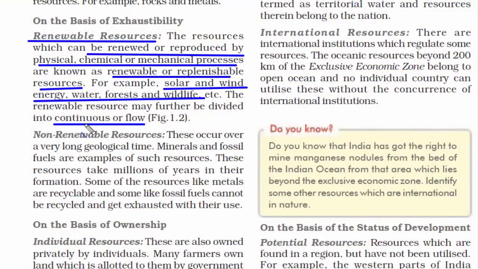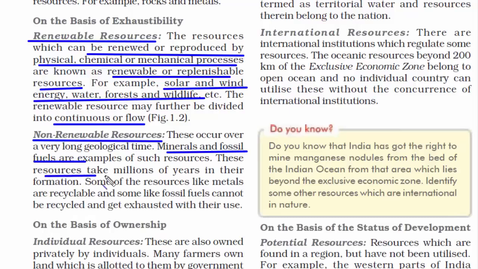And that is also dependent on certain factors like climate, rainfall and other factors. So these all come under flow. The next one is non-renewable resources. It is simply the opposite of renewable resources, which is that they cannot be replenished. For example, minerals and fossil fuels.